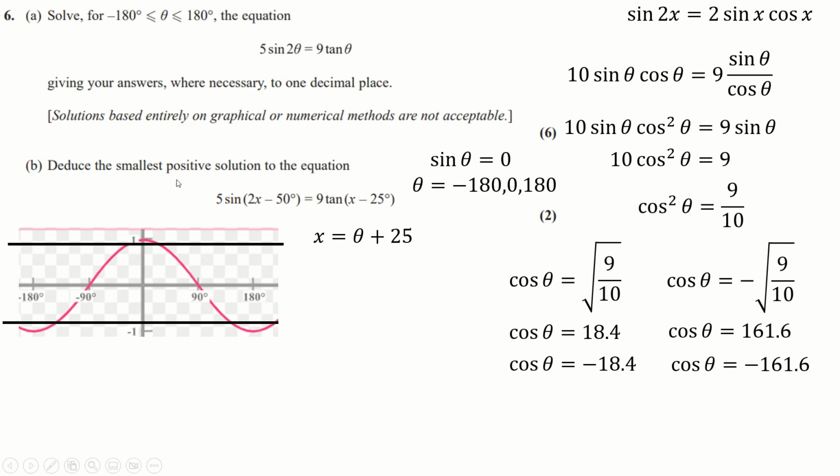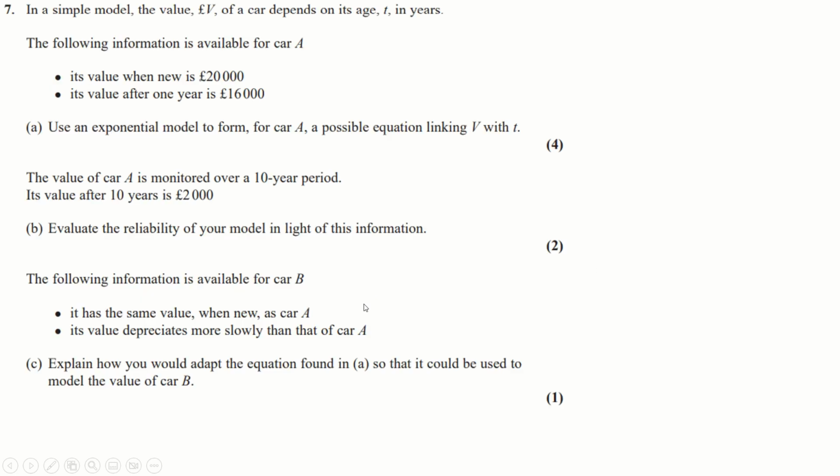Now, we're looking for the smallest positive solution to this. So we run through all of our theta solutions, and we find which one would give us the smallest positive number here if we put it in. If we put in minus 180, we get a negative, and we want a positive. But if we put this one in here, this minus 18.4, we're going to get quite a small positive solution, smaller than if we put anything else in. So I think that will be the answer there.